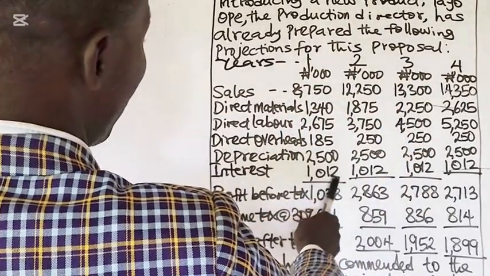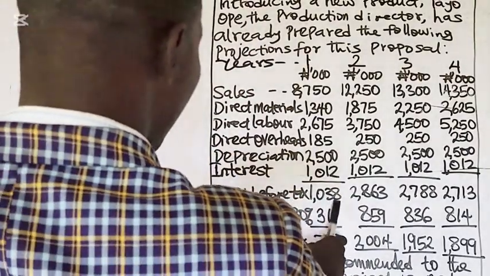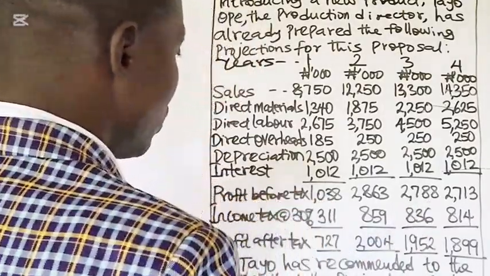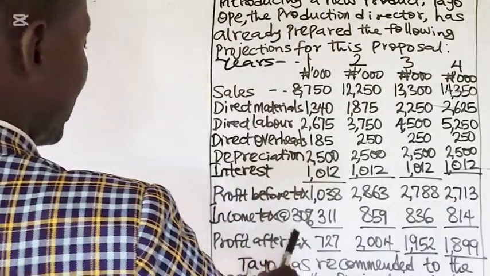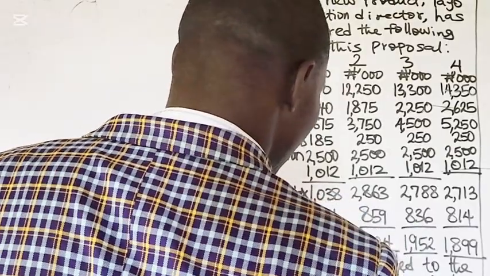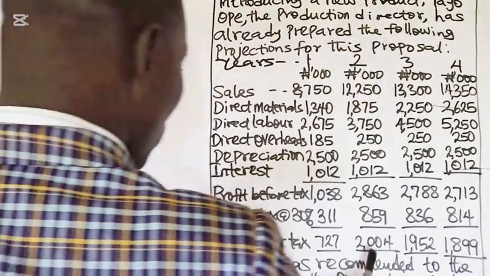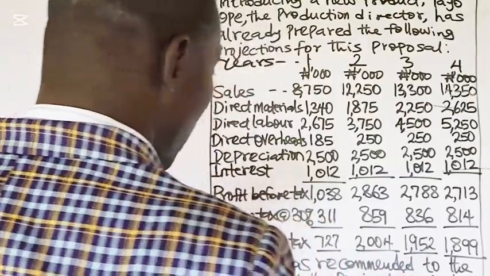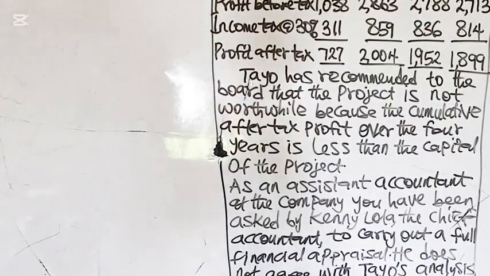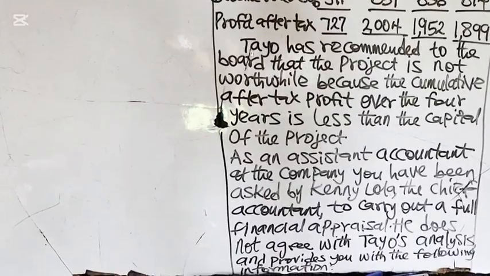Interest is 1,012,000 for each of the years 1, 2, 3, and 4 respectively. Profit before tax: 1,038,000 for year 1, 2,863,000 for year 2, 2,788,000 for year 3, 2,713,000 for year 4. Income tax at a 30% tax rate: 311,000 for year 1, 859,000 for year 2, 836,000 for year 3, 814,000 for year 4. We have profit after tax of 727,000 for year 1, 2,004,000 for year 2, 1,952,000 for year 3, 1,899,000 for year 4.